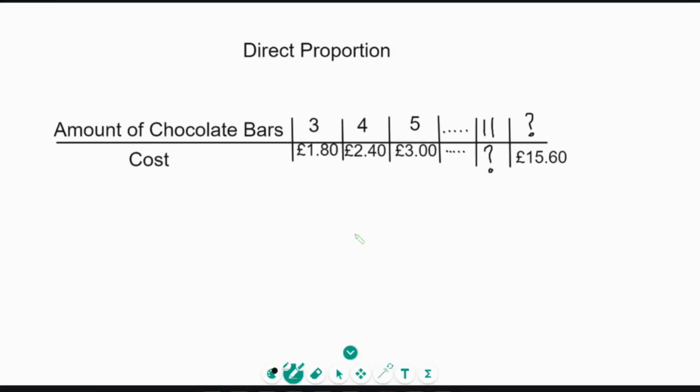Now, as you can see, as the amount of chocolate bars increases, so does the cost. And for every one increase in the chocolate bars, the cost increases by the same amount. So these two variables are in direct proportion. Now, what is that amount? Well, if we know 3 chocolate bars cost £1.80, what's the cost of one chocolate bar?